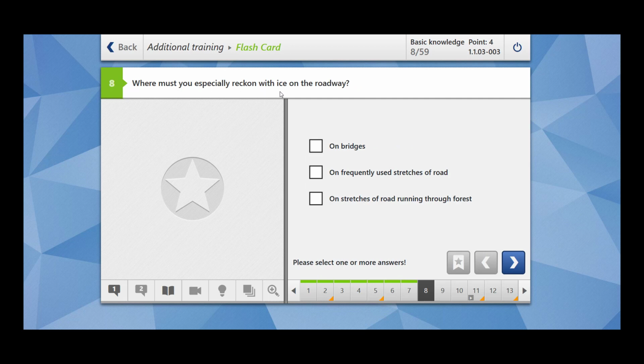Where must you especially reckon with ice on the roadway? So where do you expect ice on the roadway? On bridges? Yes, on bridges, because there are no side buildings, no trees, there you could expect ice on the roadway. On frequently used stretches of roads? No. When the stretches of road are used frequently, then because of the friction caused by vehicles on the road, the ice melts away. On stretches of road running through forest? Yes, because there are trees covering the road, there you could expect ice on the roadway.